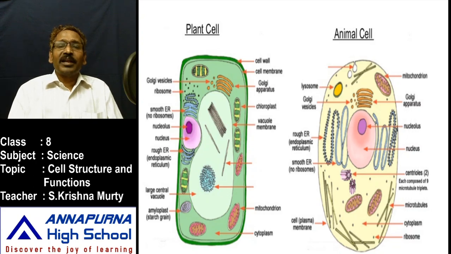Beneath the cell wall is another important, very delicate, soft, flexible membrane. That membrane is known as the plasma membrane. Where is the plasma membrane in the plant cell? The plasma membrane is present beneath the cell wall.